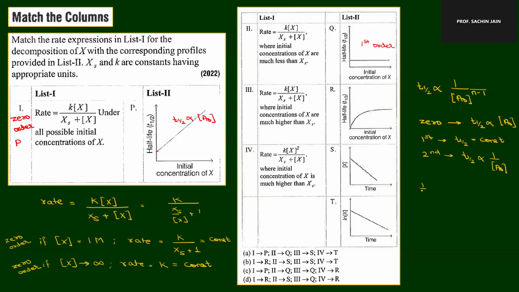Now if we take half order, half life is proportional to root a, directly proportional to root of a naught. How is the graph for this? Y square equal to 4ax, a parabola.